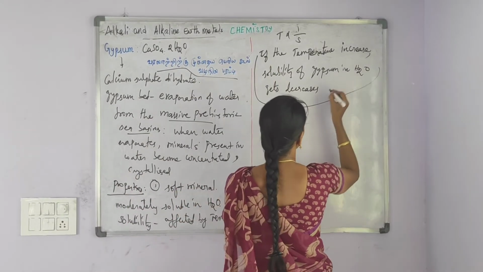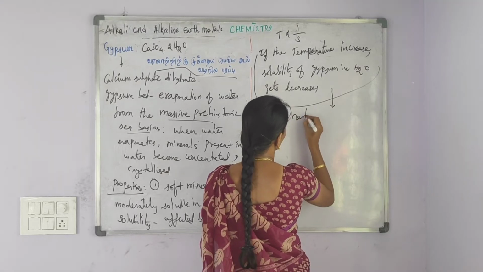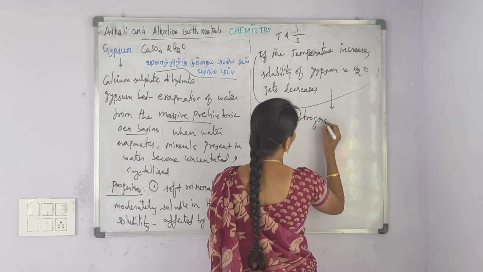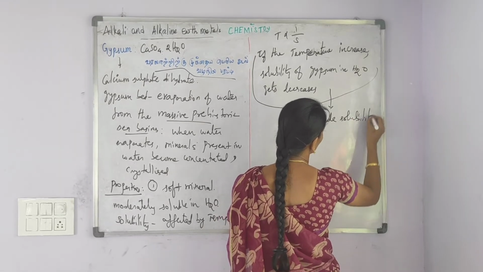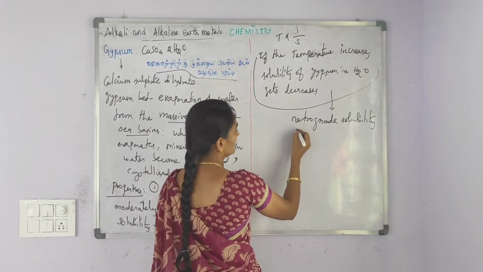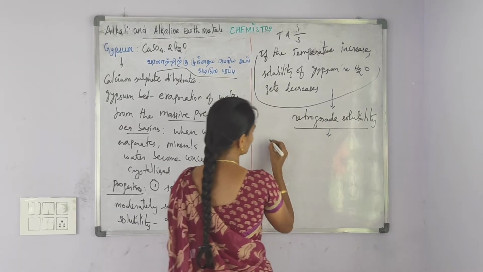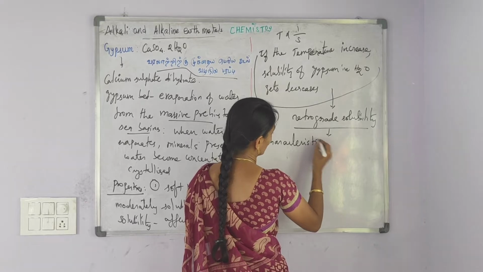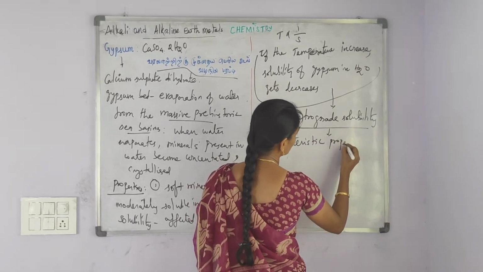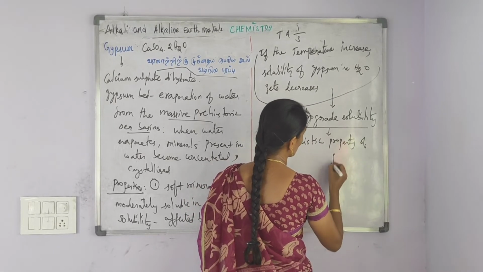This property is called retrograde solubility. Retrograde solubility is the characteristic property of gypsum.